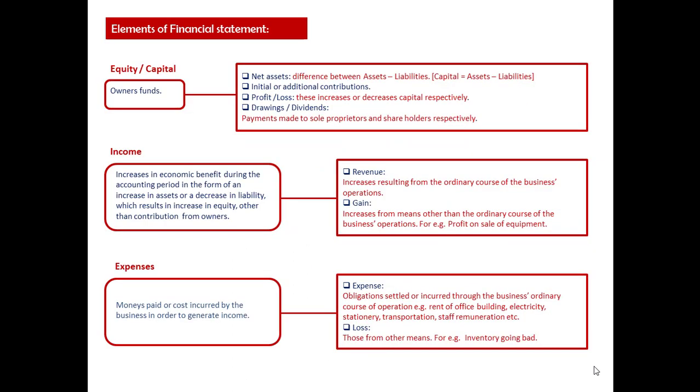Now let's move on to talk about the third element of the financial statement, which is equity or capital, which is the owner's fund. Capital is also known as net assets, which is the difference between total assets and total liabilities of the business.